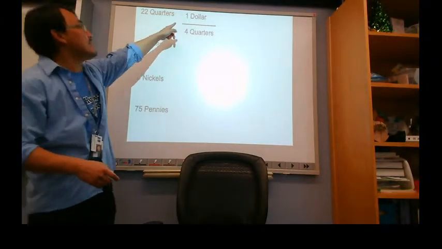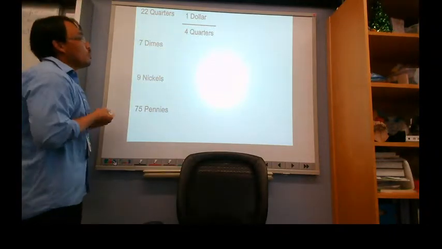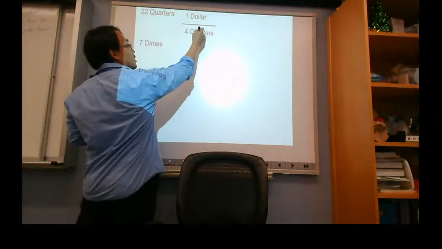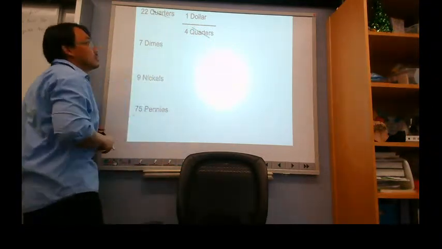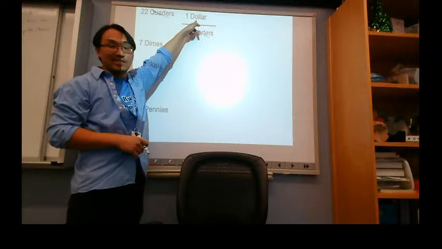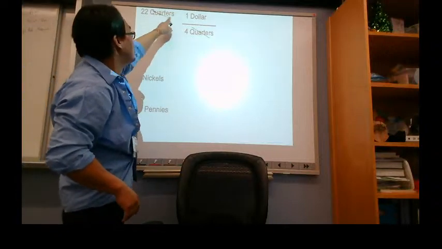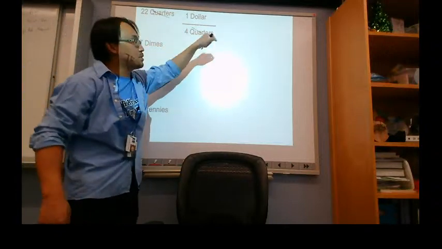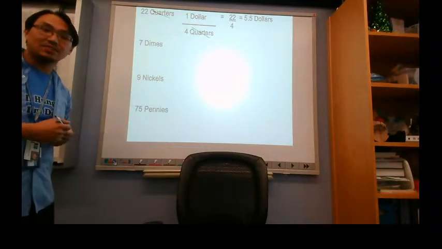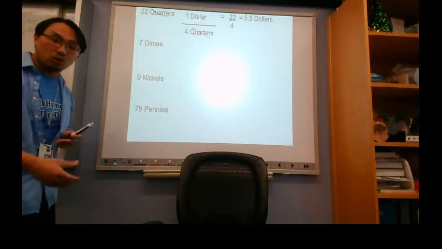We know that $1 is also equal to 4 quarters. Now, you always want to put the unit that you're trying to get rid of at the bottom, the denominator. So we're trying to get rid of quarters. By doing that, we leave ourselves with just dollar as our unit. If we multiply across, 22 times 1 and then 4 times nothing else, our answer would be 22 over 4, which is $5.50. We're going to do that for every single one of the different coins.